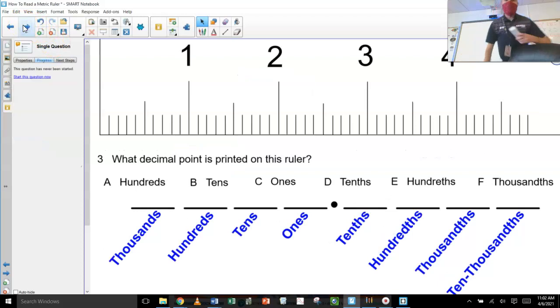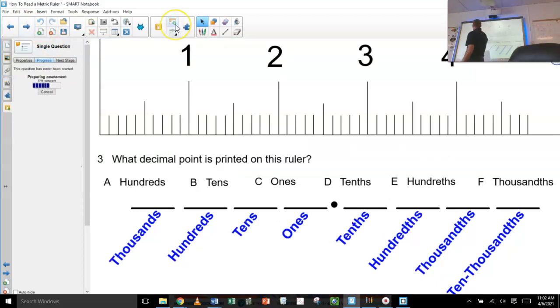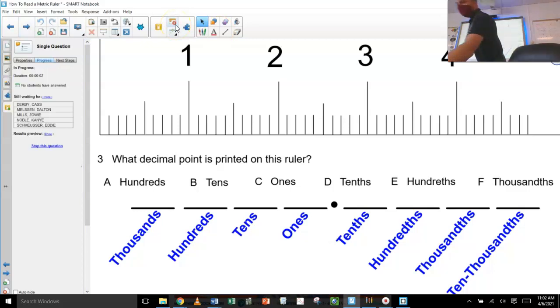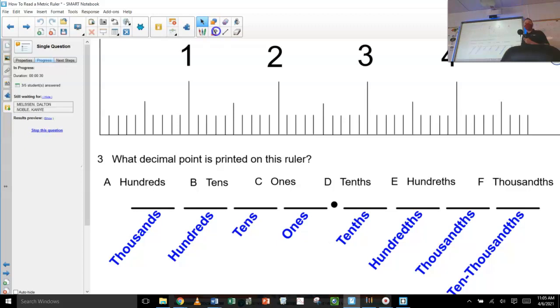All right, I froze it. Next question. What decimal point is printed on this ruler? I don't know. This is very difficult. Oh, this is not easy. I can get to the point where I'm going to be like, nope, I'm out of this.